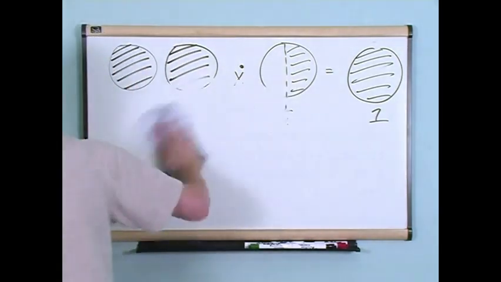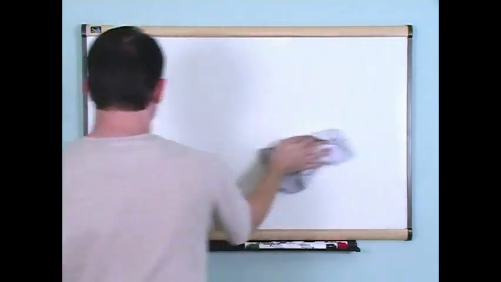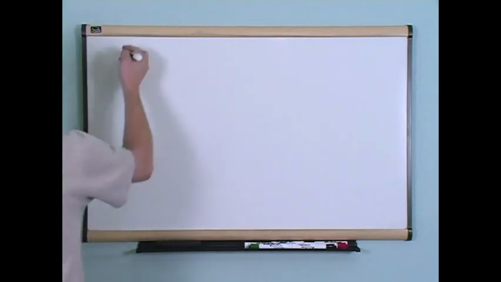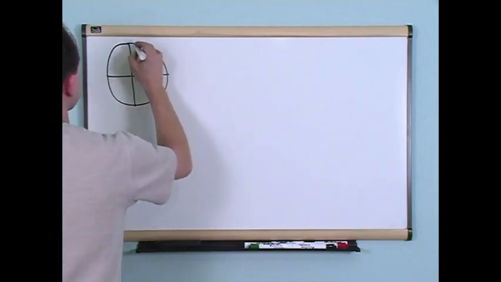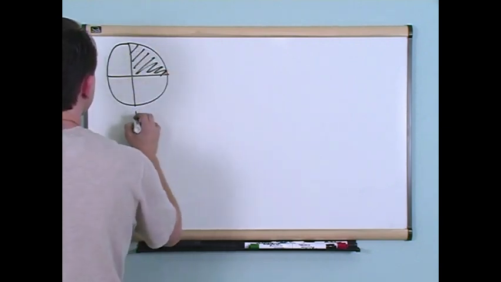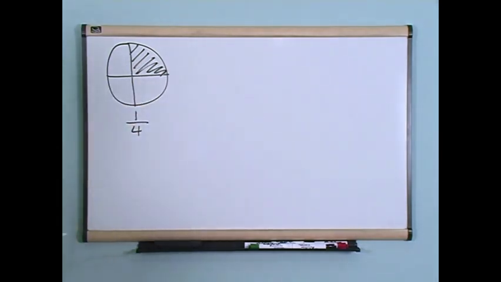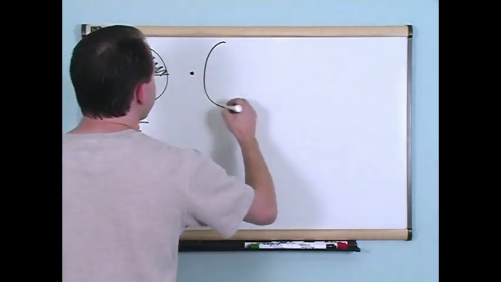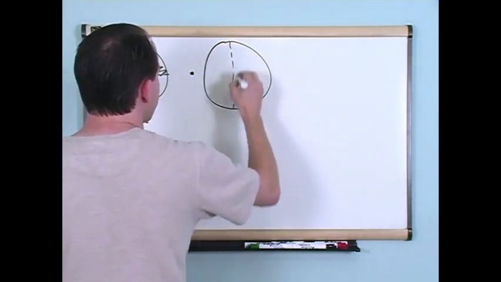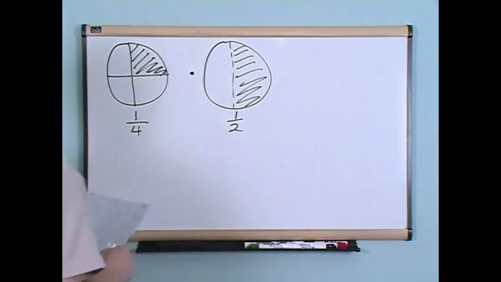Okay, let's do one that's maybe not quite so obvious. We're going to do another one here. What if you start out with 1/4? Remember, how do you write 1/4? You draw your pie, 4 pieces. Here's 1 piece. So 1 out of 4 pieces. There's 4 pieces total. That's 1/4. And now I'm going to multiply by, again, 1/2. I'm multiplying by the same thing to give you a flavor for what you're doing here. Here's 1/2.